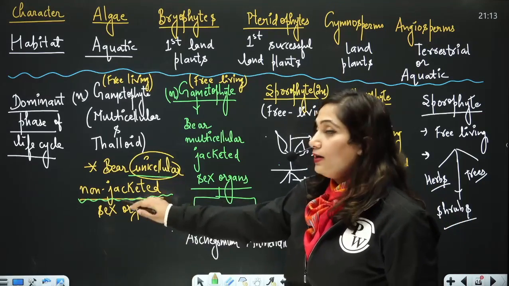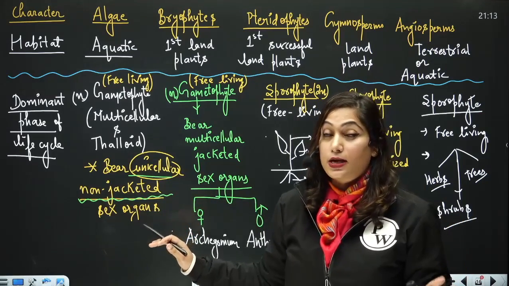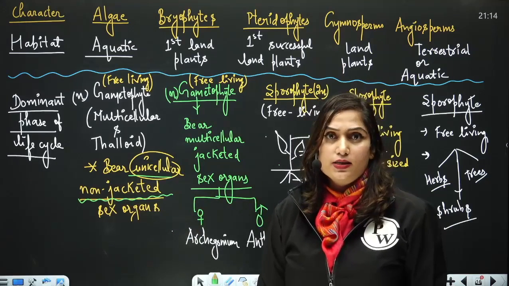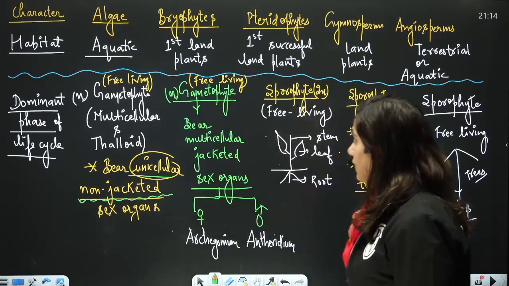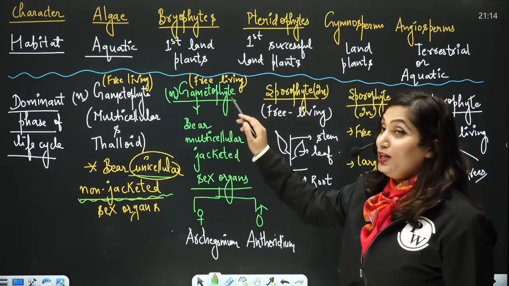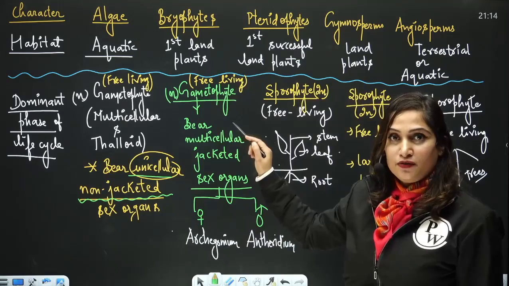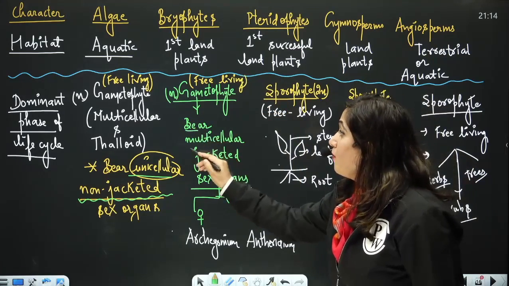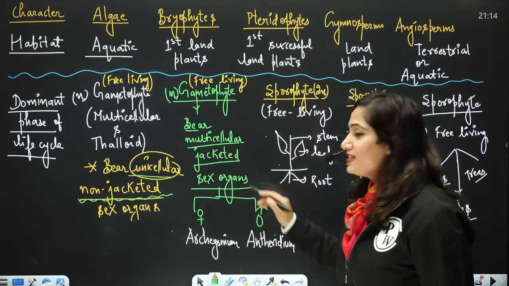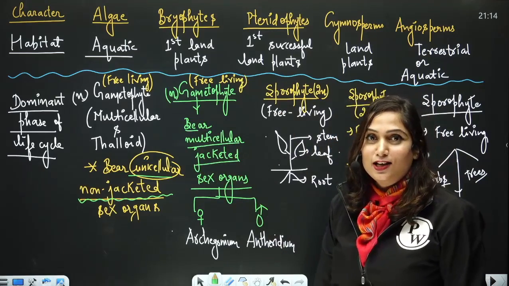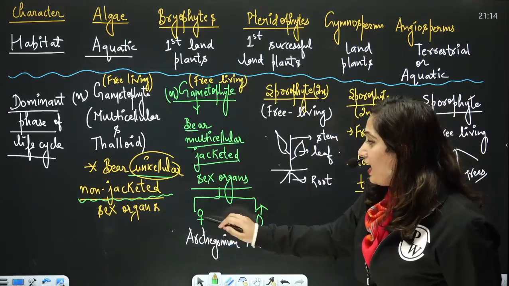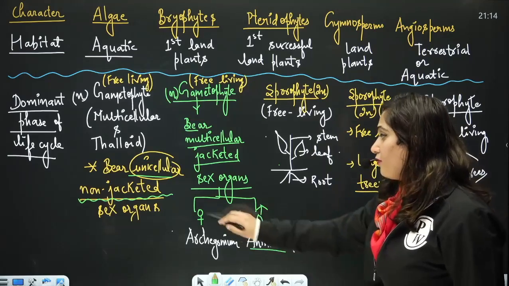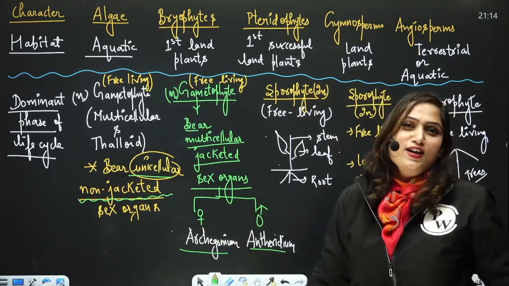So it is unicellular, non-jacketed. Remember this, the sex organs. Okay, there is an exception, Chara, which has multicellular jacketed sex organs, which I will be dealing with in another part. Now, the dominant phase of the life cycle of bryophytes is also gametophyte. Again, it is free living, but it bears multicellular jacketed sex organs, and the male sex organ is called antheridium and the female sex organ is called archegonium.